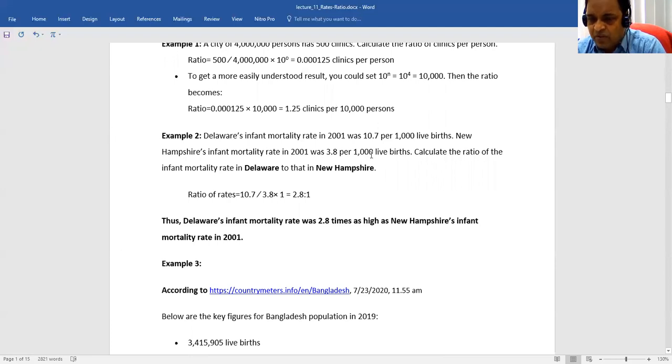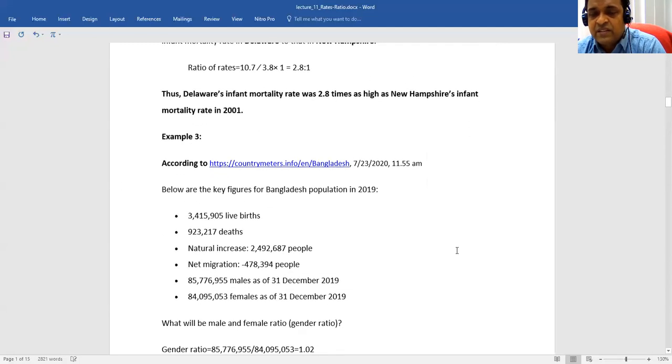Per 1,000 population, if you divide, you will get 2.8 to 1. That is, the ratio of Dilwale to New Hampshire was 2.8 to 1. You can say that the Dilwale infant mortality rate was 2.8 times higher than New Hampshire. So we can find the ratio and compare the 2 cities' rates, or any other rates you can compare. So let us see another example.